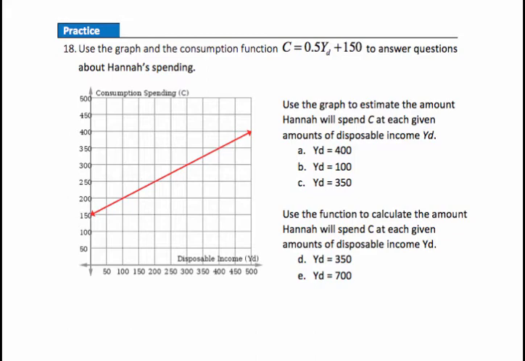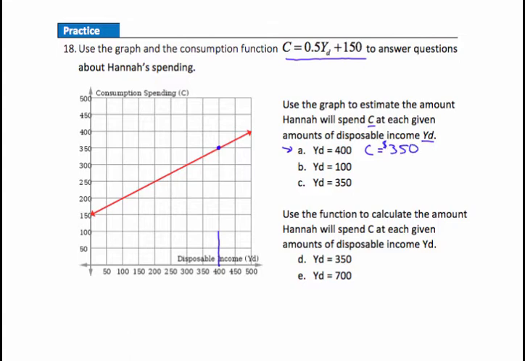Practice 18. Use the graph and the consumption function that we found for Hannah right here to answer the question about Hannah's spending. Use the graph to estimate the amount Hannah will spend, C, which is her consumption, at each given amount of her disposable income. When Hannah has a disposable income of $400, which would be right down here, how much money is she going to spend? Well, all we have to do is travel up, and we'll see that if she earns $400, her consumption is going to be $350.